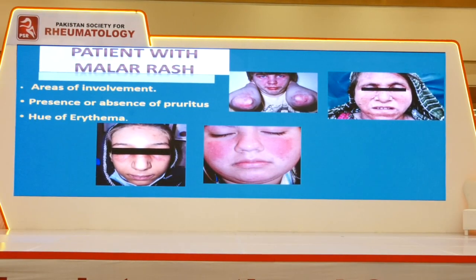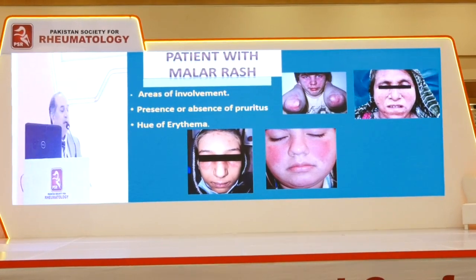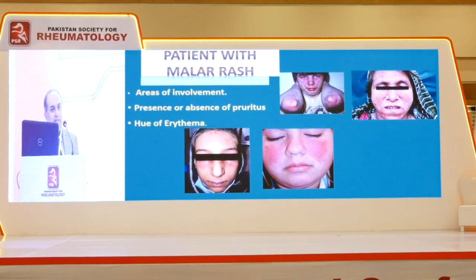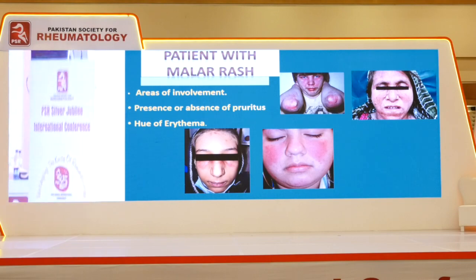Especially which may be palpable or non-palpable erythema over the bridge of the nose and the malar prominences, then this may be seen in not only one rheumatic disease, but in some other rheumatic diseases also. And not only in rheumatic diseases, but in other diseases like seborrheic eczema, like rosacea.